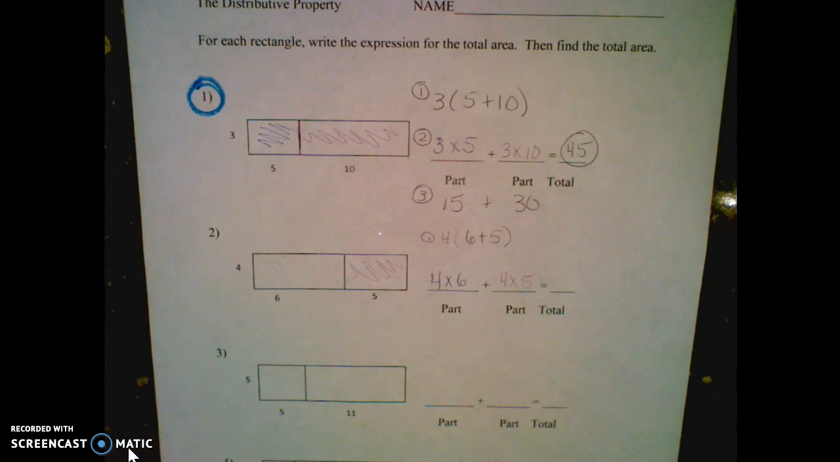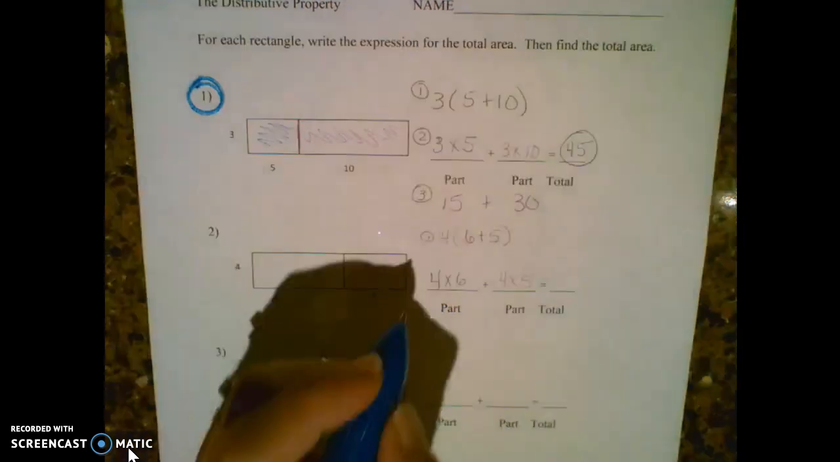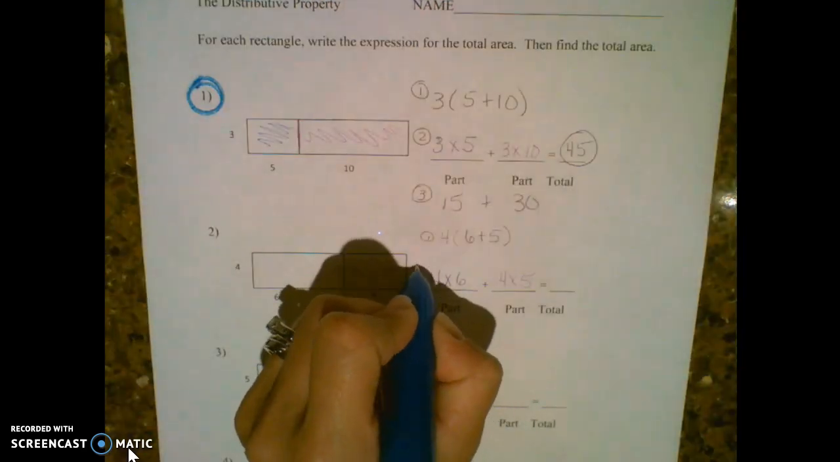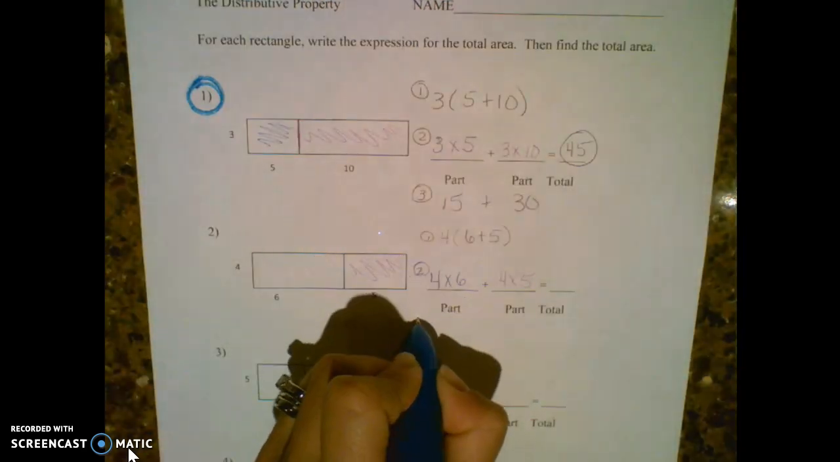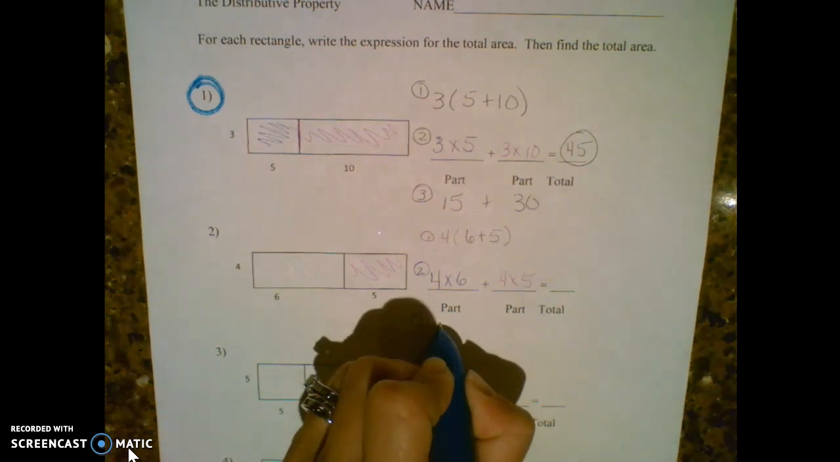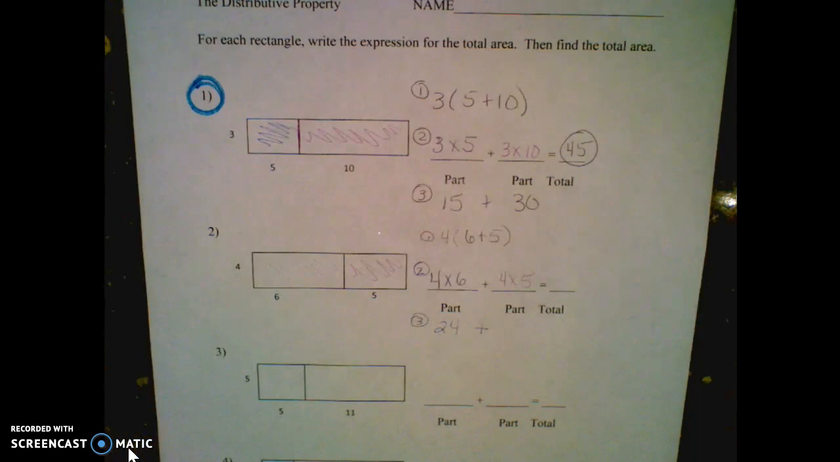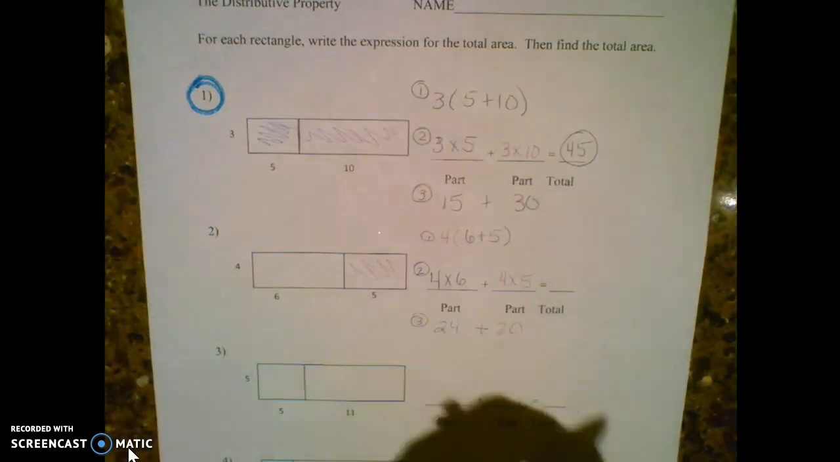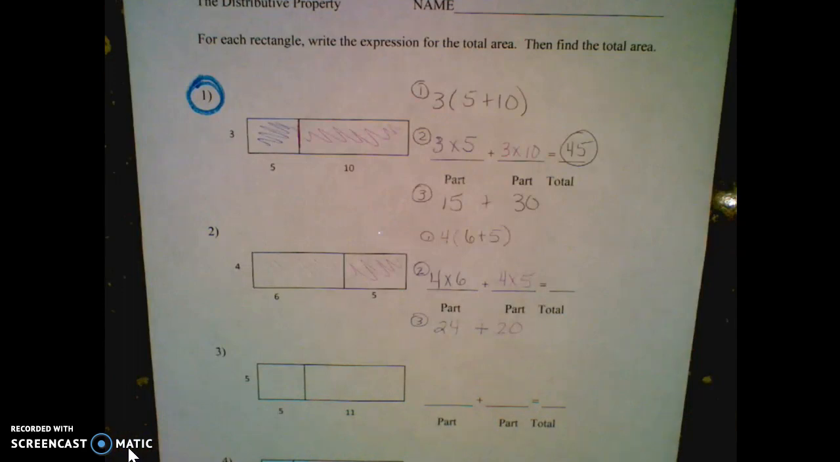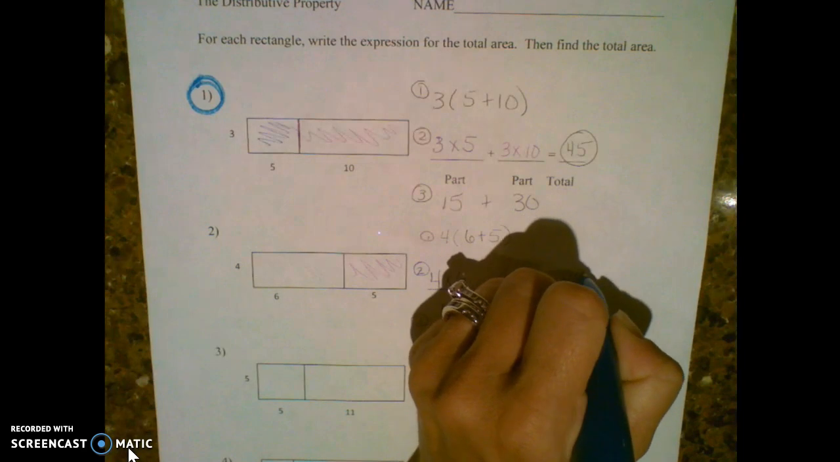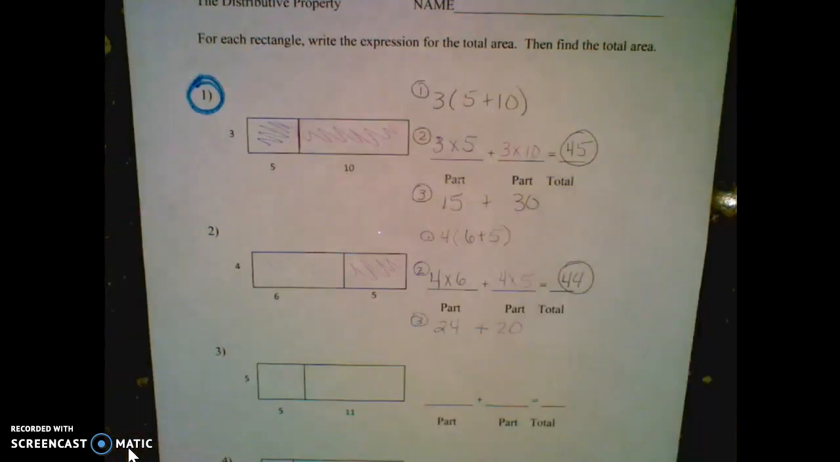And when I work that out, I know 4 times 6, this is my second method. Third one here, 4 times 6 is 24, plus 4 times 5, which is 20. And all together, when I add those up, 24 and 20, I get 44 as my total, okay?